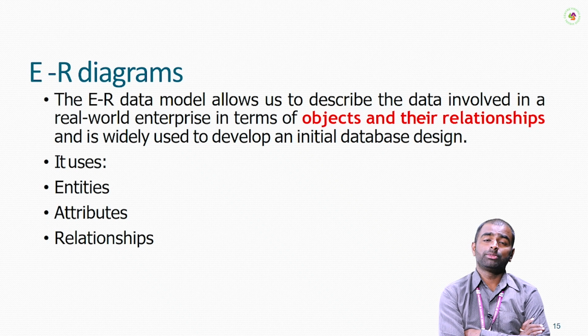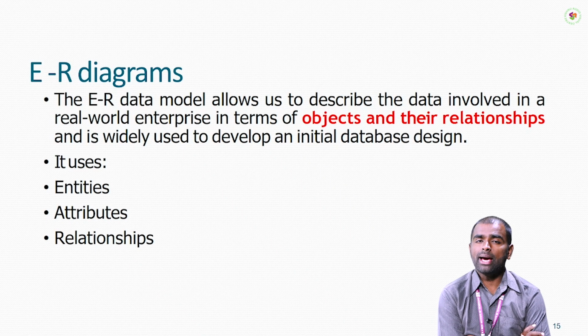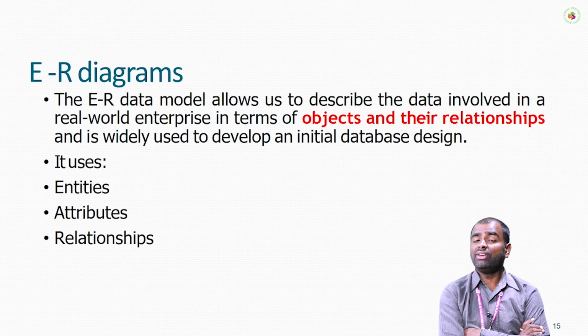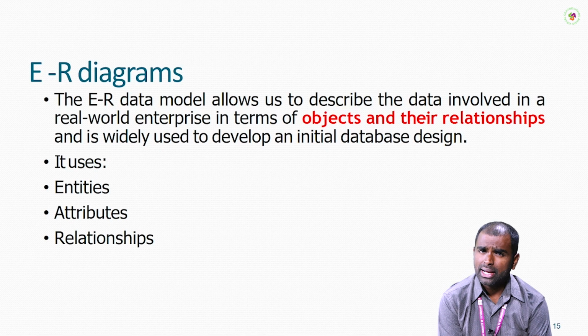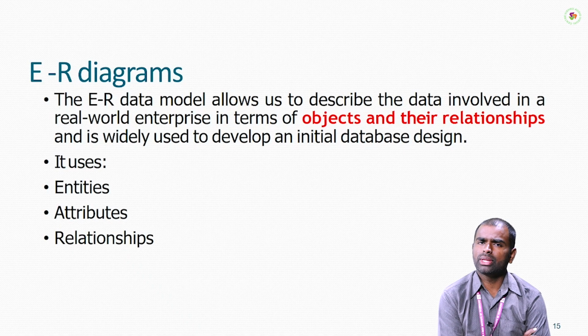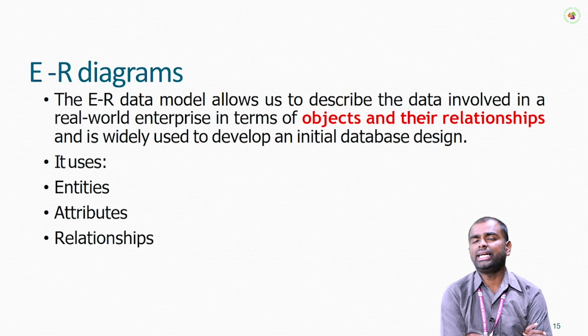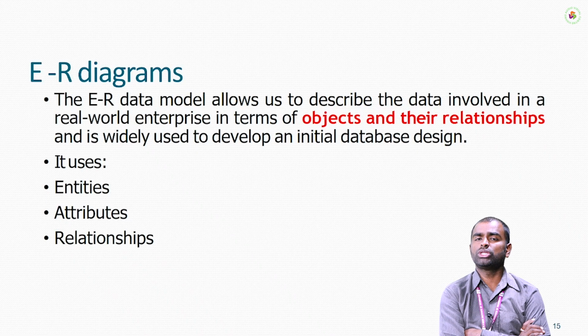So, objects and their relationships, different objects. ER model means entity relationship model. Entity means real world object. Each and every entity is called a real world object. I already discussed it. It uses entities, attributes, relationships. Entities means student, faculty, professor, principal, customer, item, product. Anything having some properties is obviously an entity. Any real world thing which consists of some properties is called an entity.